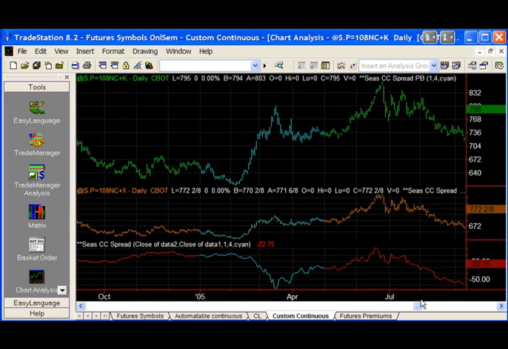And by the way, the significant difference in this spread indicator was inputs for the months that I want to highlight, in other words, January through April, and the coloring. Otherwise, it's the same spread indicator, data 1 minus data 2.